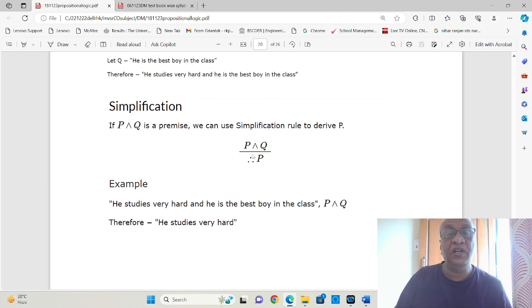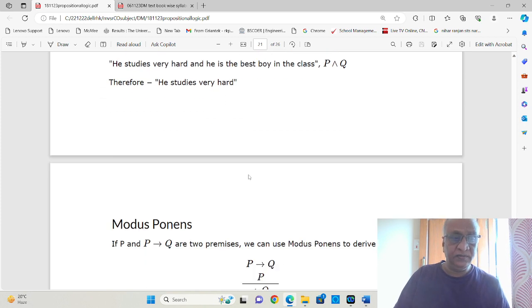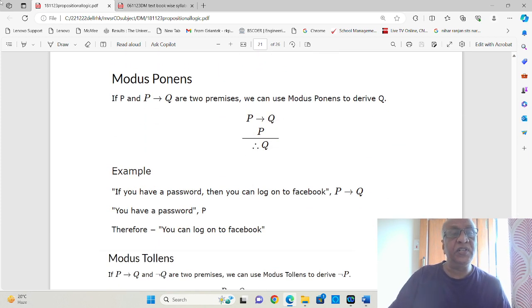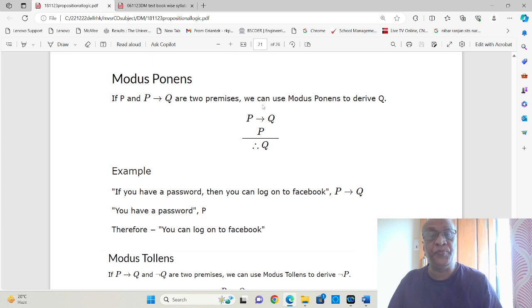Let us go for the next. If P and Q is there, then P is there. So let us say P and Q is represented as he studies very hard and he is the best boy in the class. Then what will be P? He studies very hard. As simple as that. The next inference rule is modus ponens. If these are the two things, P implies Q is one premise, P is one premise, then Q is there.